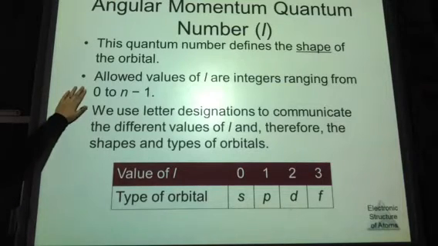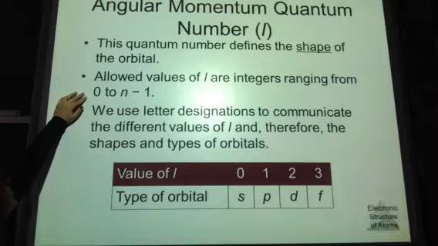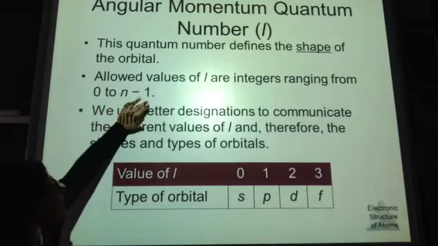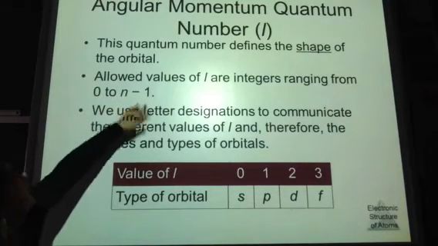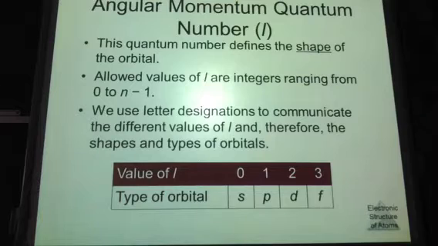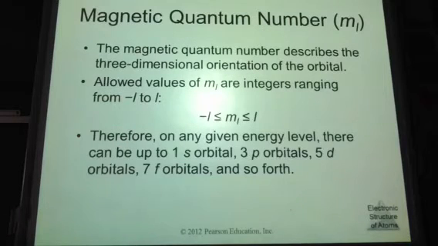So allowed values of L are integers ranging from 0 to n minus 1, so energy level minus 1. So we could have 0, 1, 2, or 3 for values of L. And our 3rd quantum number is the magnetic quantum number. We're going to symbolize that as M sub L. Magnetic quantum number just tells me how many orientations of each shape there are.